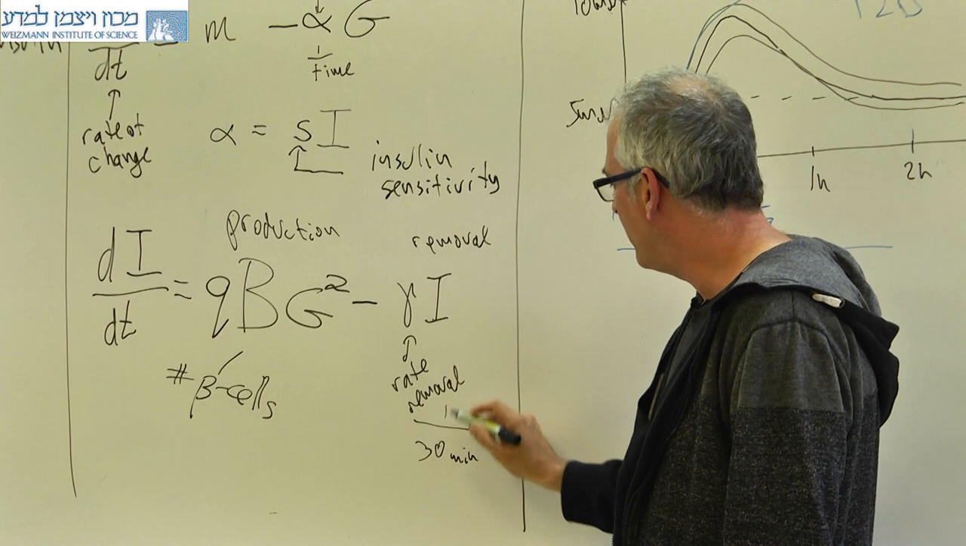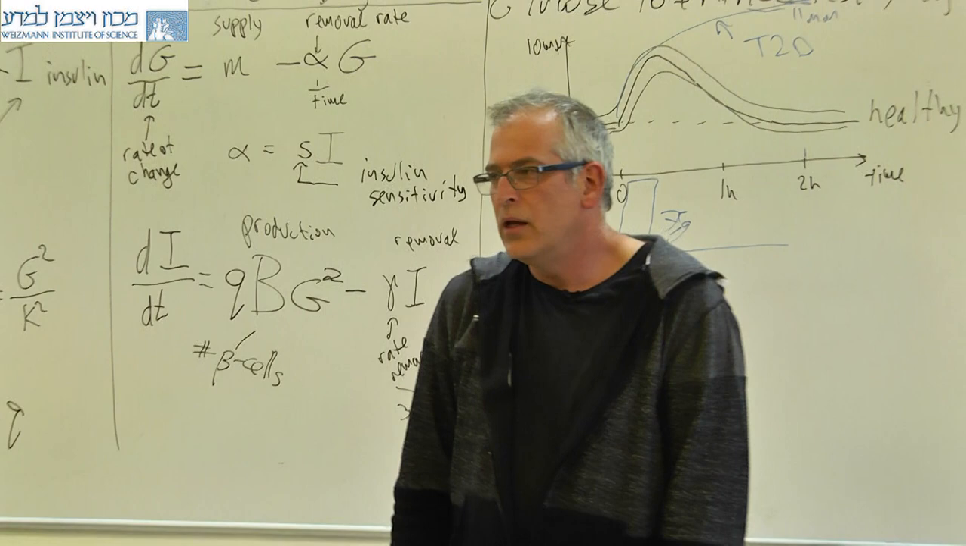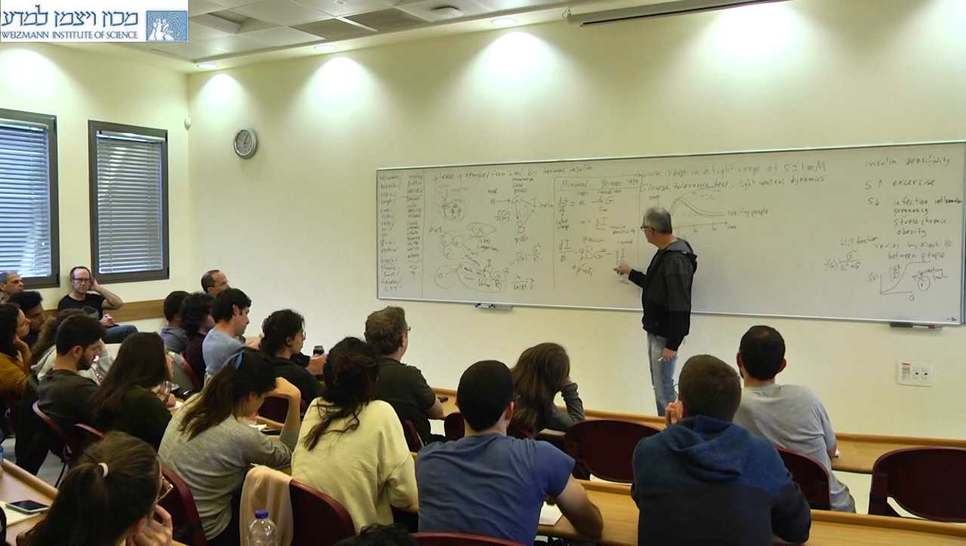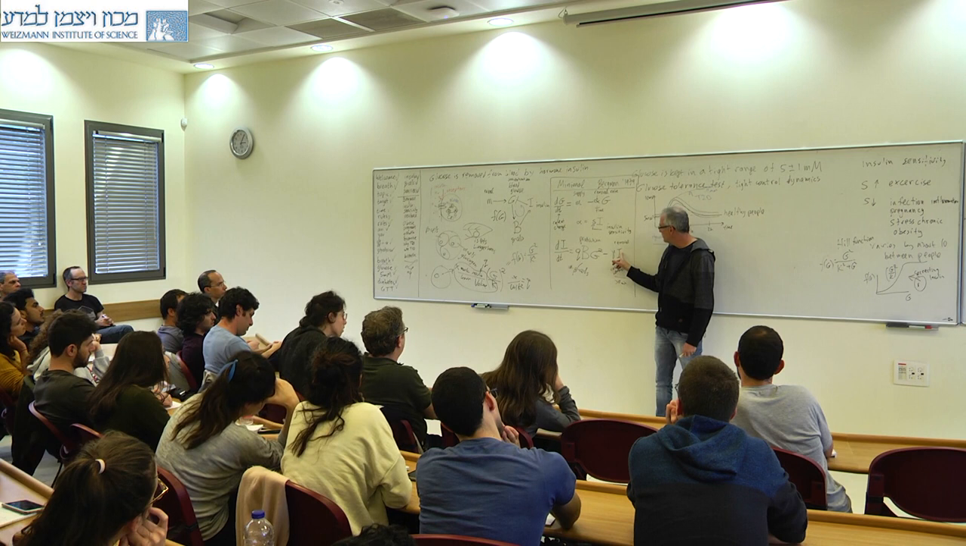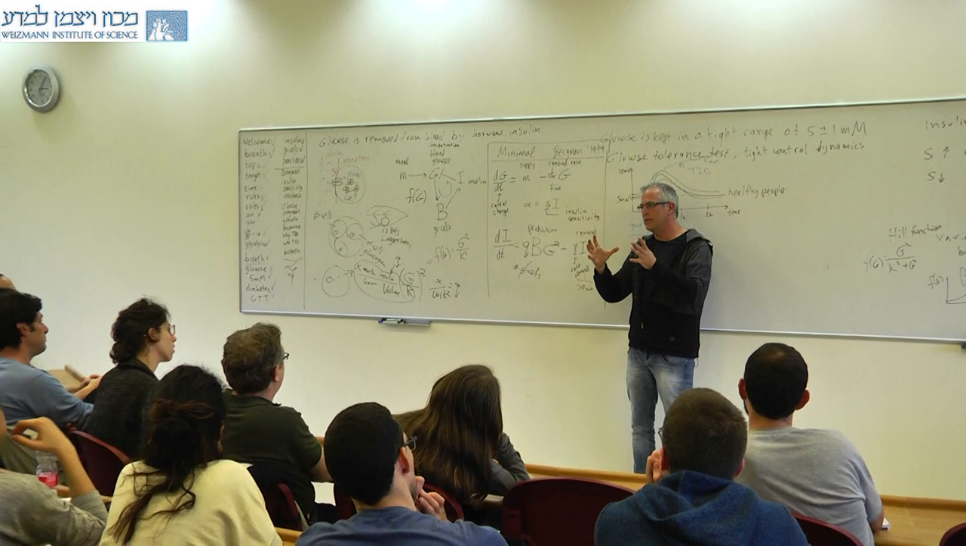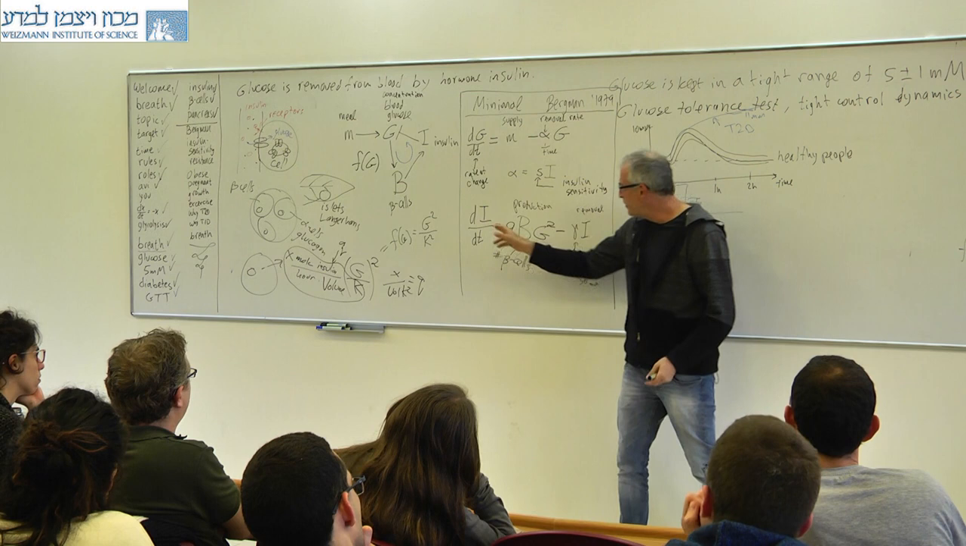Why should insulin cause it to be removed? So I want to explain this term. The way to interpret this term is not that insulin causes itself to be removed. It's like radioactive decay, or any equation that talks about a biological molecule that has a certain rate per unit time to be removed. The rate of change in concentration is the concentration times this rate.